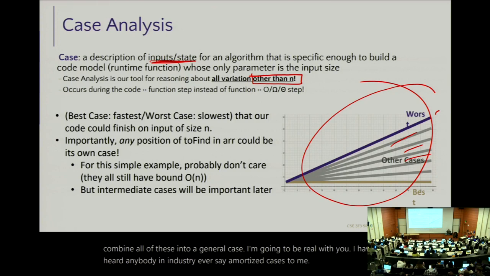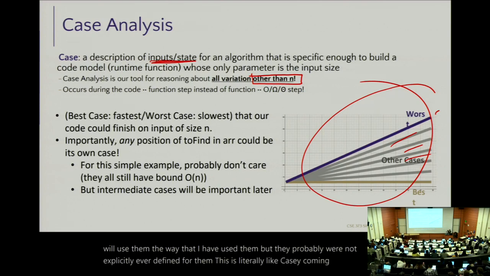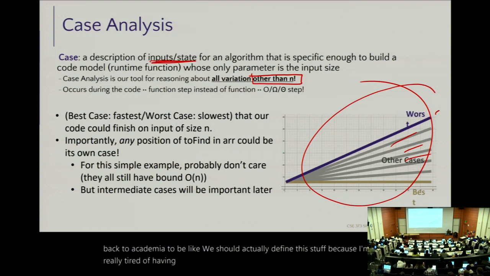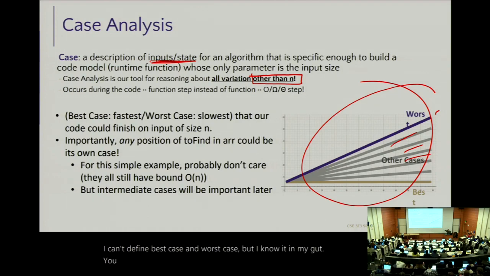Also, I will fully own that if you go talk to other computer scientists about this best and worst case scenario, they will be very familiar with those terms and they will use them the way that I have used them, but they probably were not explicitly ever defined for them. This is literally like Casey coming from industry back to academia to be like, we should actually define this stuff because I'm really tired of having arguments with baby boomers in design conversations where they are like, I can't define best case and worst case, but I know it in my gut. You come prepared. You shall be right in your arguments.